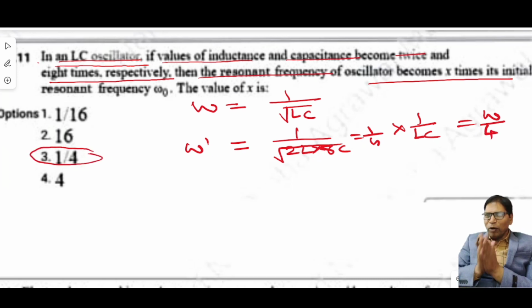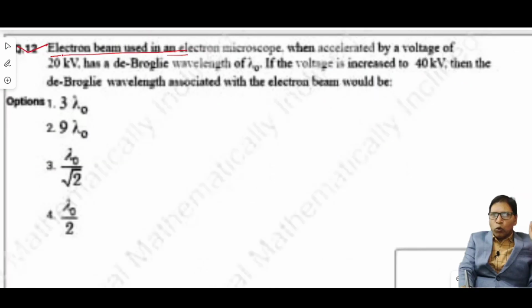Okay, no problem. Next, question number 12. An electron beam used in an electron microscope, when accelerated by a voltage of 20 kilovolt, has a de Broglie wavelength lambda naught.